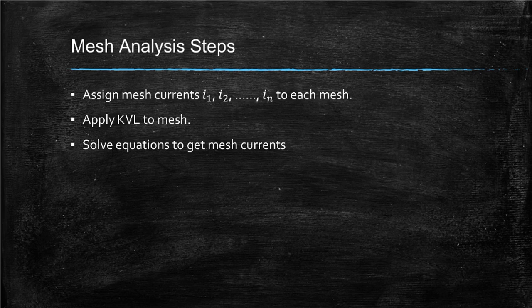This is because the current enters the element from both directions. Subtracting it finds the element's current. How the current is subtracted depends on which mesh you're working with. Finally, step 3. Solve the equations to get the mesh currents.